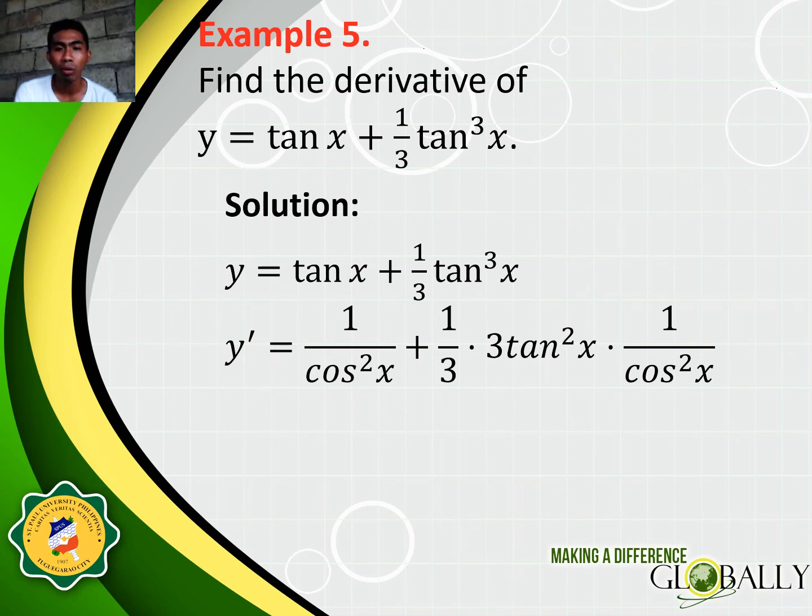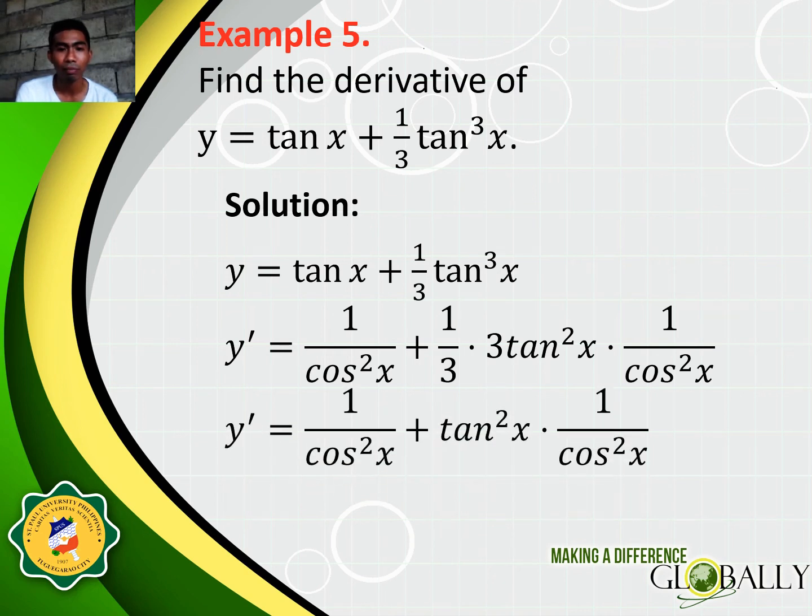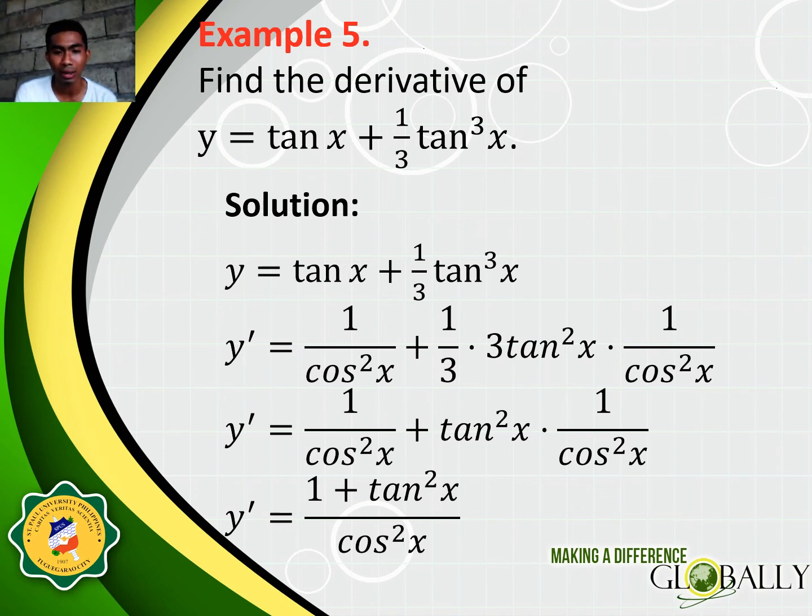1 over cosine square x. Y prime equals 1 over cosine square x plus tan square x times 1 over cosine square x. Y prime equals 1 plus tan square x over cosine square x.